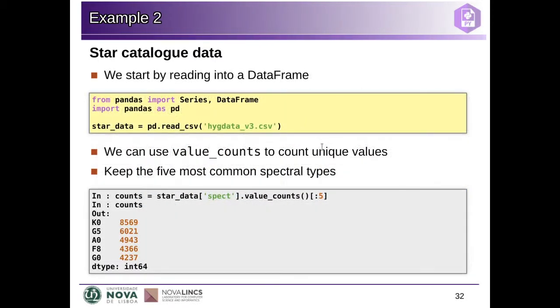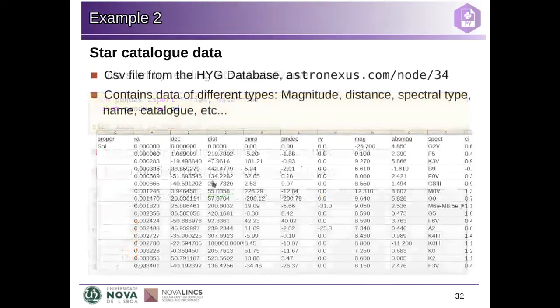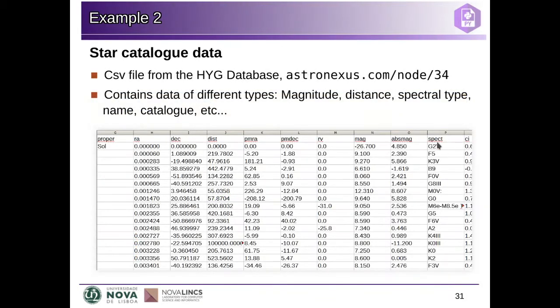To load this, in this case, this is also CSV. We can use read CSV for loading the data frame, and now we can get the 5 most common spectral types in our database. So these are the different spectral types, K0, G5, and so forth. We have this in the spect column of the file. So this column has the spectral type.